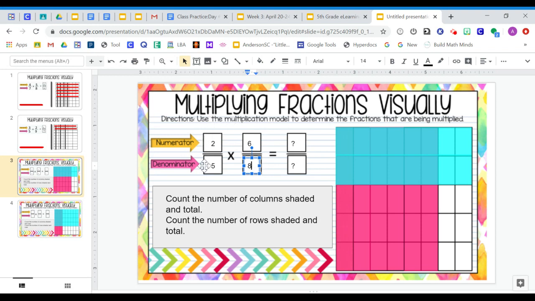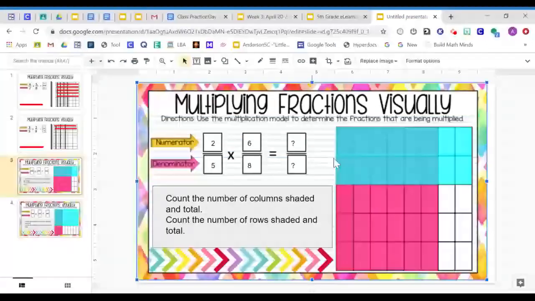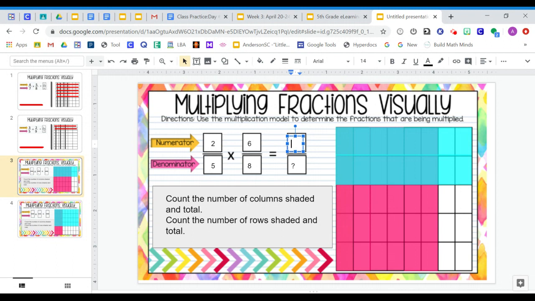Now, I want to find 2/5 of 6/8. I'm going to use my strategy of looking at the overlapping part. I have 1, 2, 3, 4, 5, 6, 7, 8, 9, 10, 11, 12 blocks that are shaded both colors, that are in overlapping blue and pink. 12 out of how many?